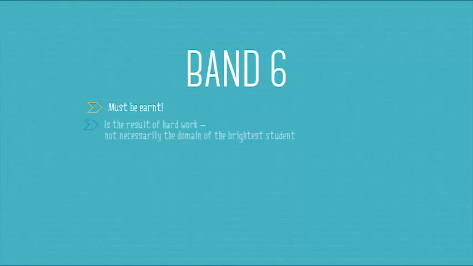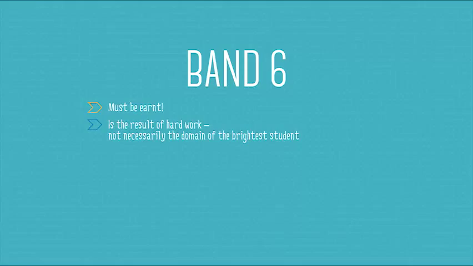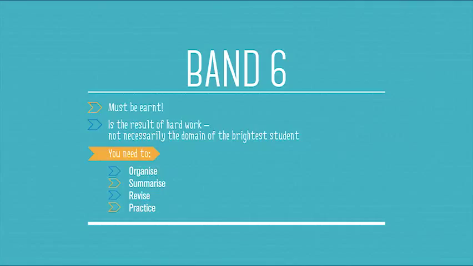All students aim to achieve a Band 6, and that's something which is attainable for quite a lot of students, but a Band 6 must be earned. It's the result of hard work. It's the result of working consistently throughout the year. It's not necessarily the domain of the brightest student. To get that Band 6, you need to organise, summarise, revise and practice, and work continuously throughout the year.